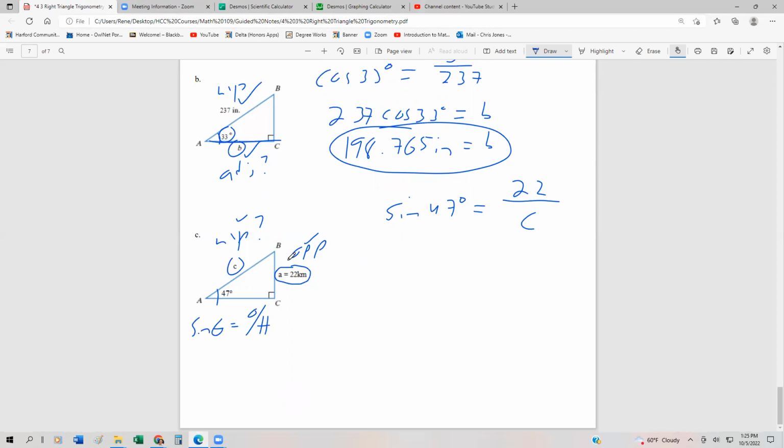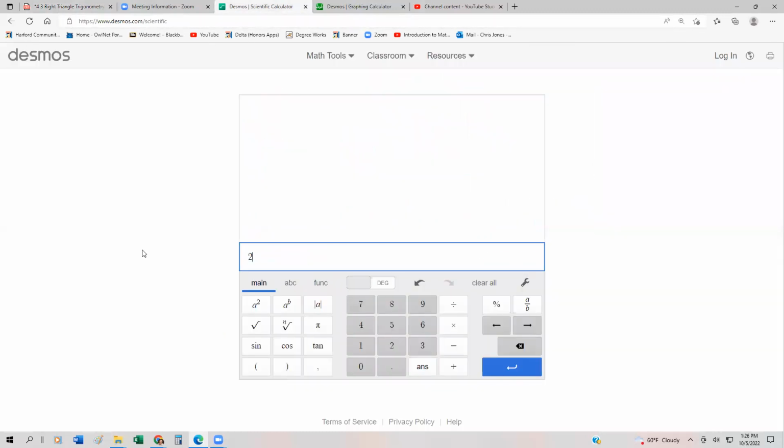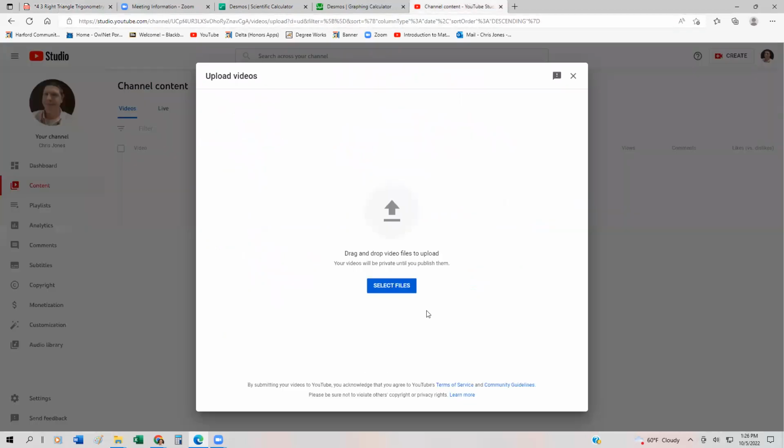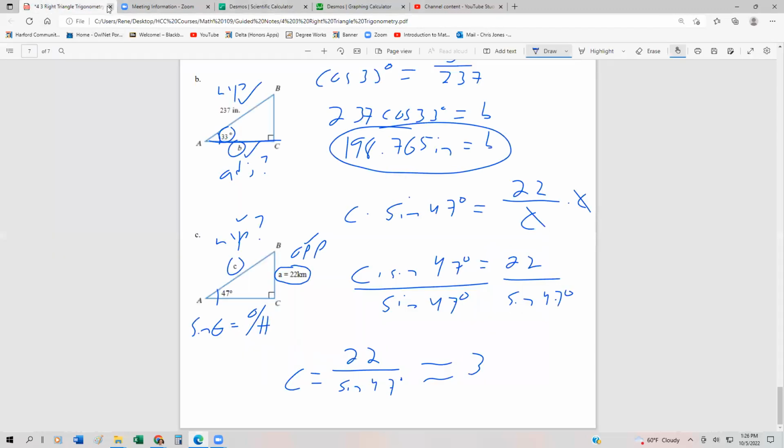Now we have to solve this for C. First we multiply both sides by C, and we get C times the sine of 47 degrees equals 22, because the Cs cancel out. Then I can divide both sides by the sine of 47 degrees. So C is equal to 22 divided by the sine of 47 degrees. In the calculator, 22 over sine 47 is 30.081. So that's 30.081 in kilometers.